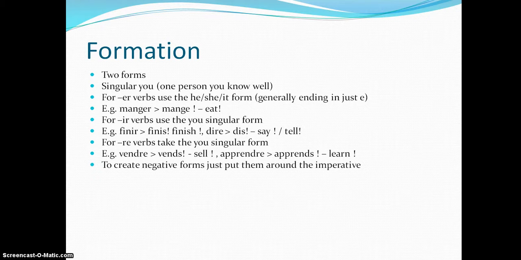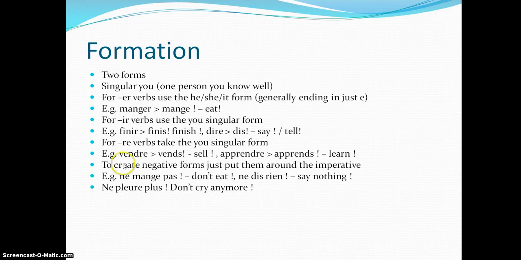To create negative forms, you put the ne and pas around the imperative. So ne mange pas, don't eat. Ne dis rien, say nothing. Ne pleure plus, don't cry anymore. So the ne and the pas are around the verb in each case.